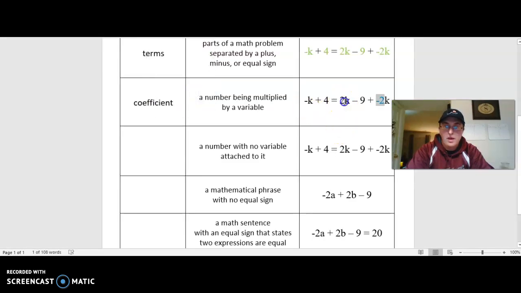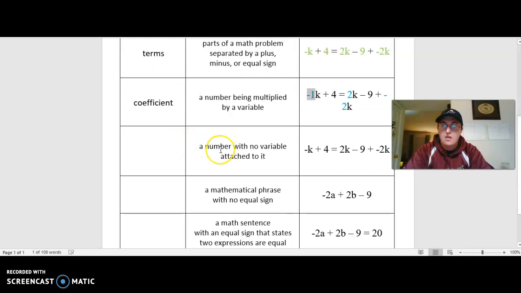light blue. All right. Now, some of you might be thinking there's a missing one, and you are correct. Remember, when we have a variable by itself, there's the hidden one. So this is really negative 1 as the coefficient there.